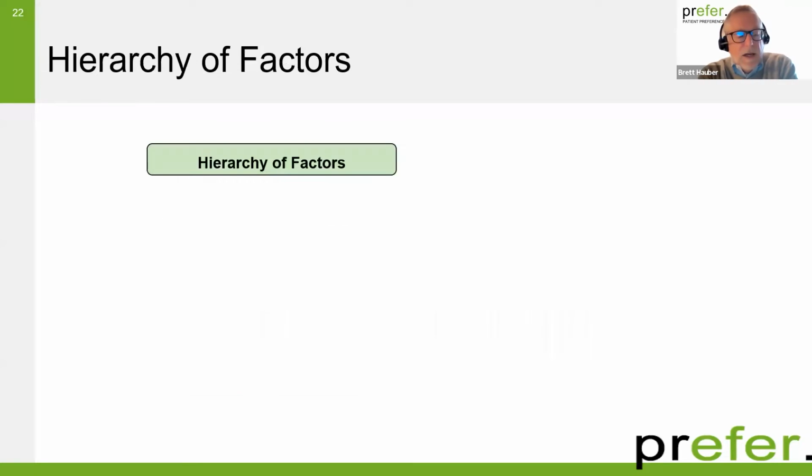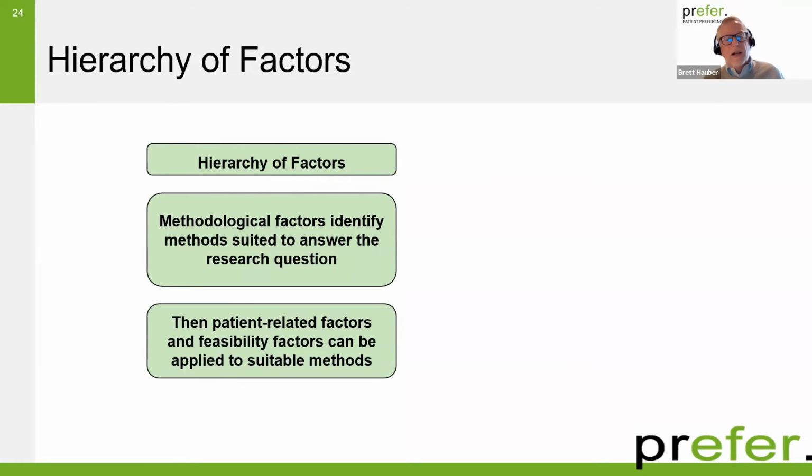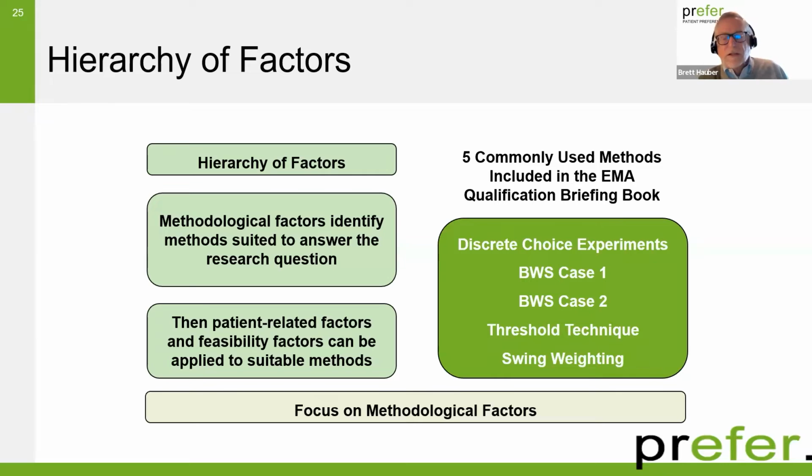Next, please. So we alluded to the fact earlier that there's kind of a hierarchy among the categories of factors to consider, and we started with methodological factors and recommend that researchers should first identify the methods that are capable of answering the research question based on methodological considerations, and then look at patient and feasibility factors to help identify which of the potential methods is most appropriate in any situation.